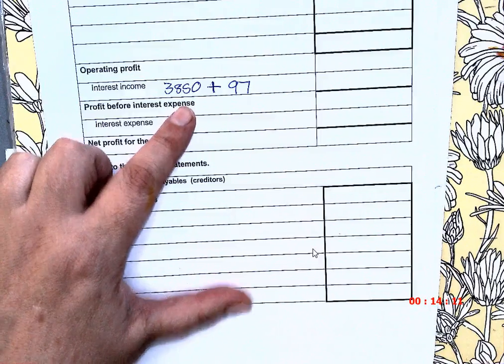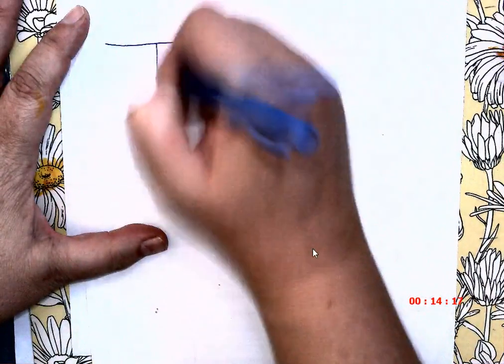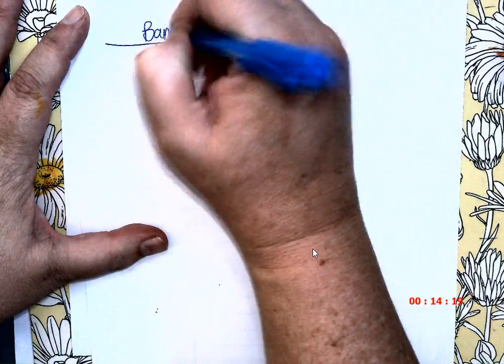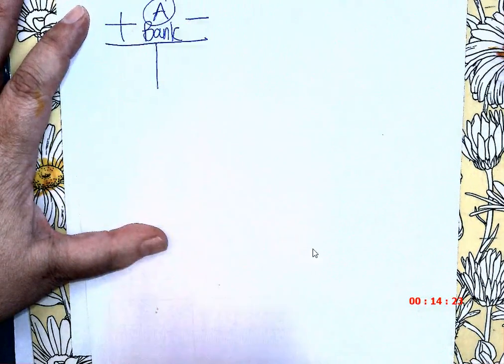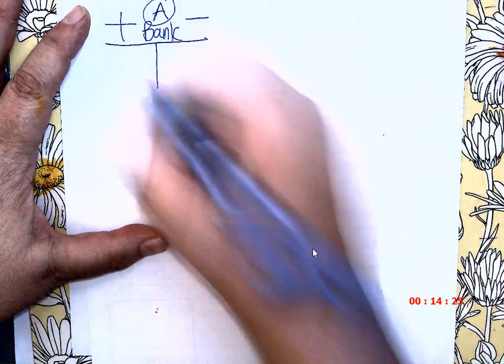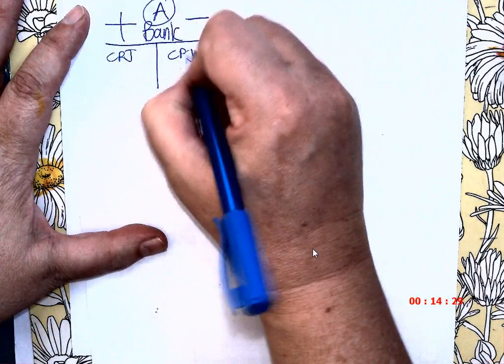Okay, so let's quickly go back again. Remember, my bank, in my books, is an asset. And it works plus minus. Okay? So all the CRJ will go debit and the CPJ will go credit.